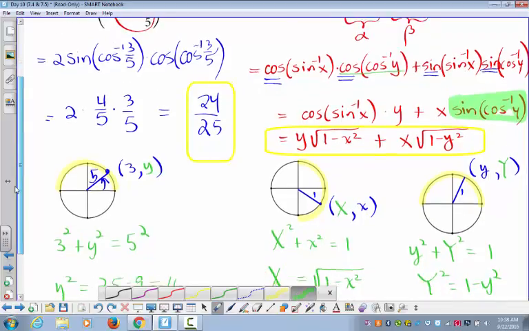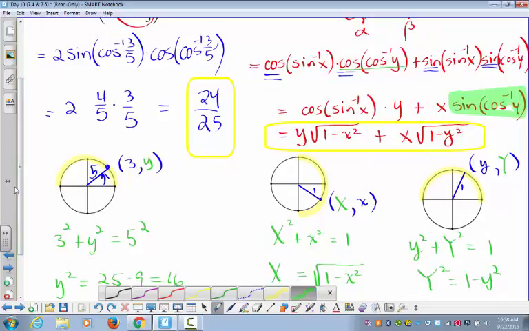So when we come down here, we've drawn a picture for the angle. That is the angle right there. That is inverse cosine of y. So that angle is right there, and the sine of that angle is this y value divided by the radius. The radius is 1, so the sine value is just that coordinate. And that coordinate is 1 minus y squared, square rooted.